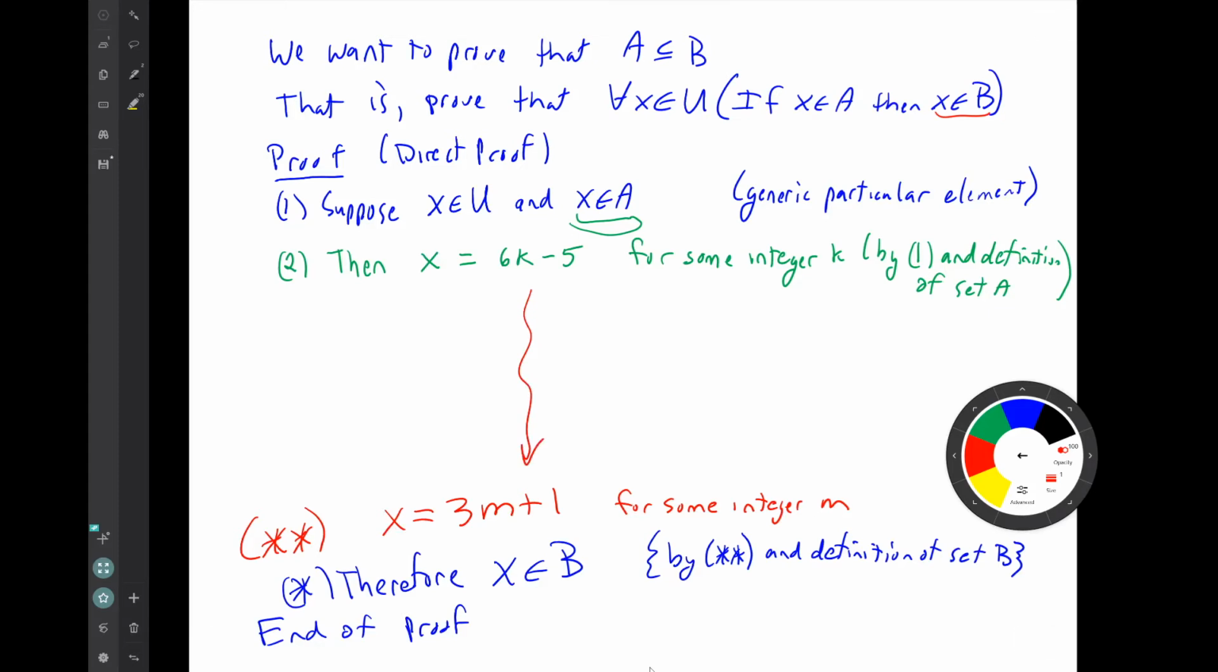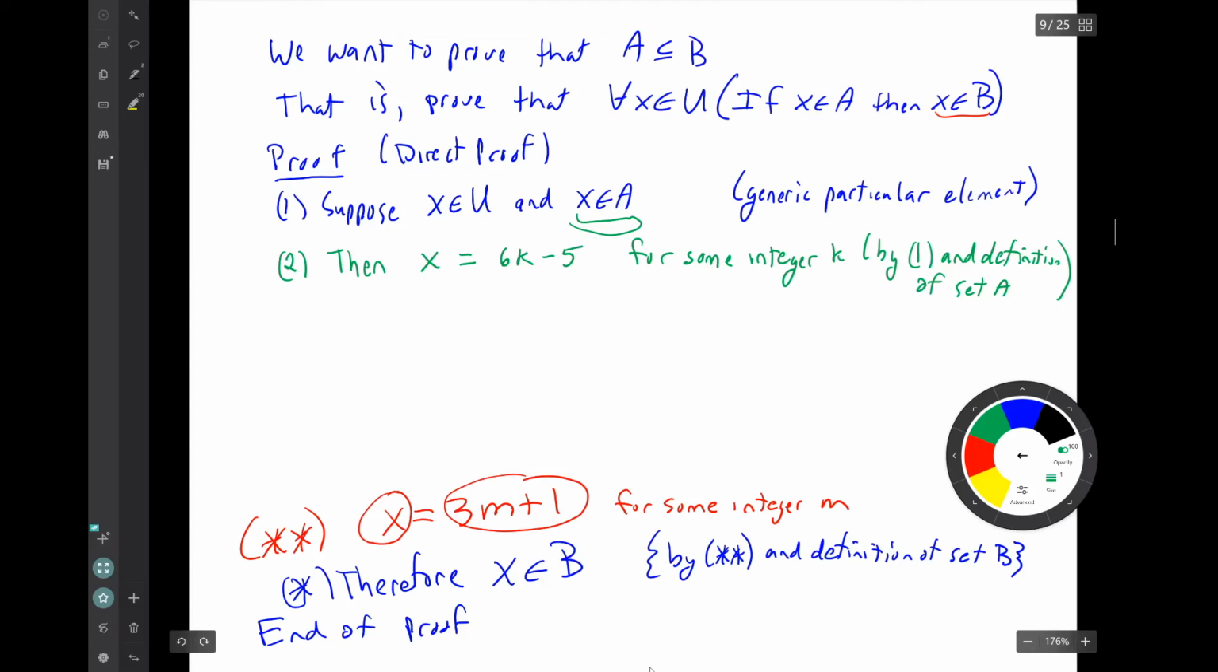Well, our goal is to have an equation with X on the left side and 3m plus 1 on the right side. But look, we've already got an equation with X on the left side and 6k minus 5 on the right side. So let's just work with that equation. We already have the X on the left side. Let's work on rewriting the right side. We want to have a 3m plus 1 on the right side.